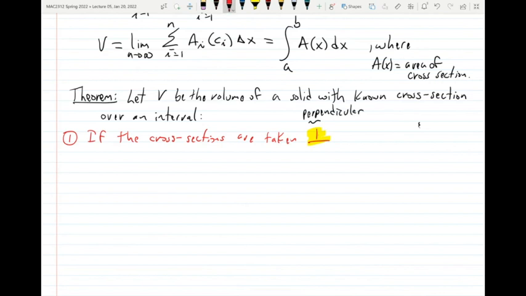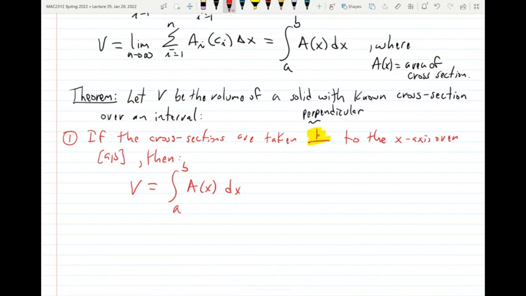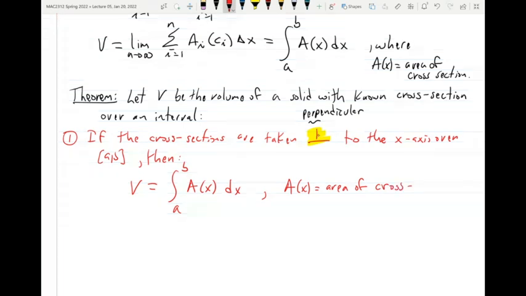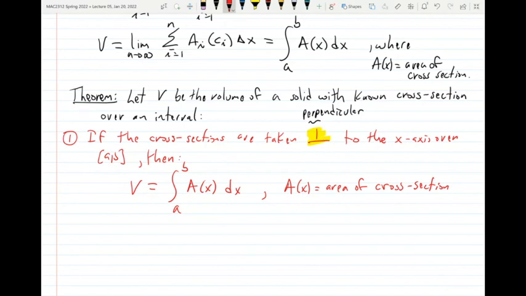If the cross-sections are taken perpendicular to the x-axis over the interval [a, b], then the volume of the solid can be calculated by doing the integral from a to b of A of x dx, where A of x is the area of the cross-section. It's a function that gives you the area of the cross-section. Tell me where you're making the slice, and I'll tell you the area.